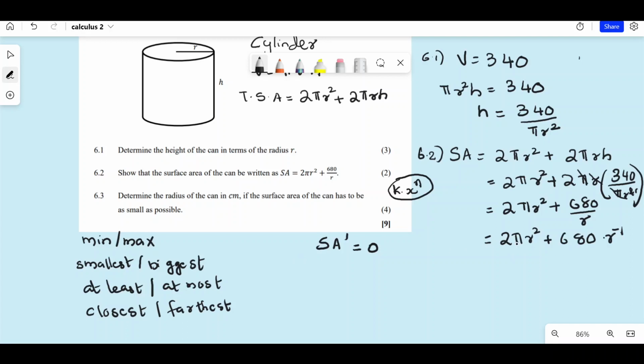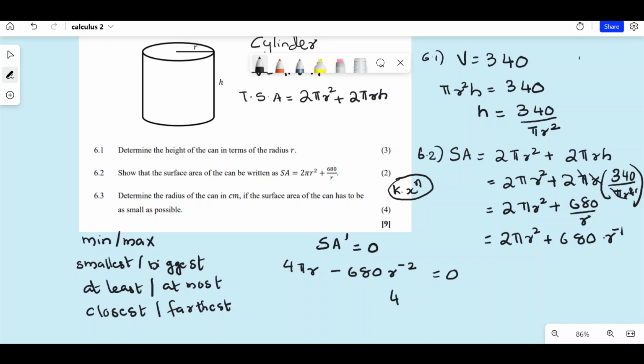So the derivative is 4 pi r minus 680 r to the power -2. I hope you understand, because we did the differentiation using rules in the first part of calculus. So -1 comes here. -1 times 680 is -680, and -1 minus 1 is -2.